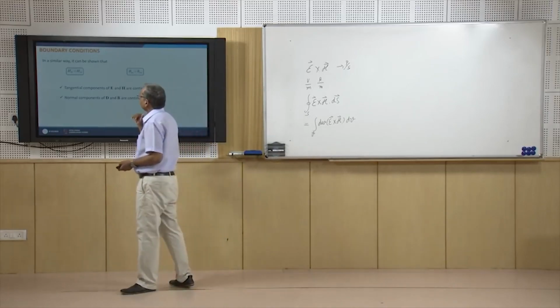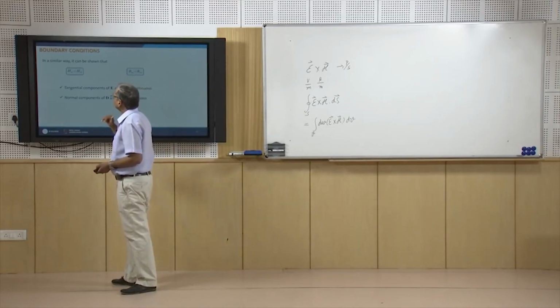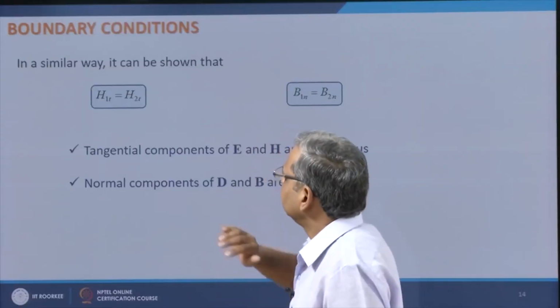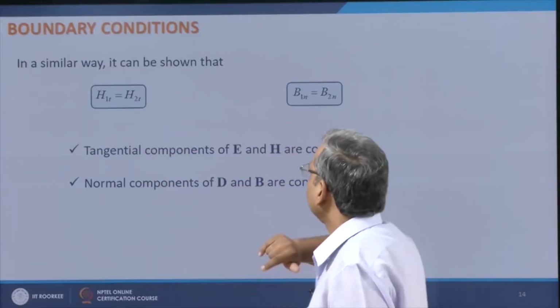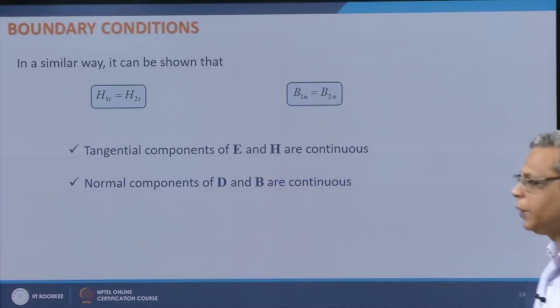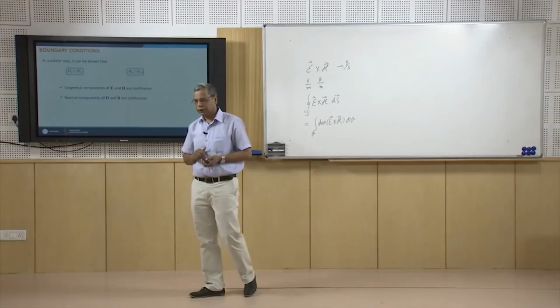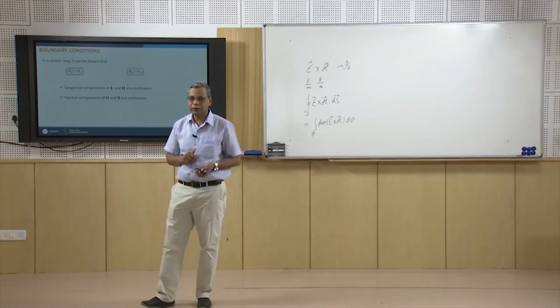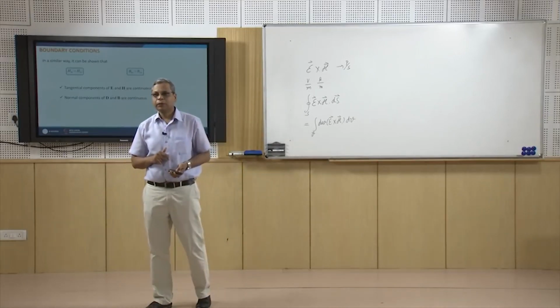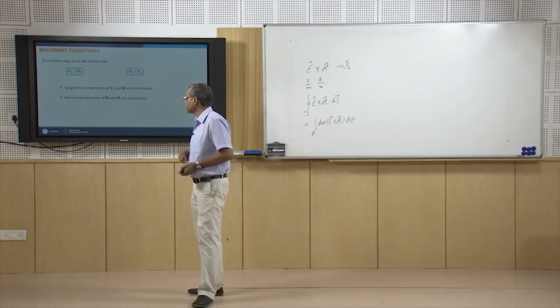In a similar way, I can show that for magnetic fields, the tangential component of H and the normal component of B should be continuous. So, these are the boundary conditions that I will use whenever I encounter an interface between two dielectric media.